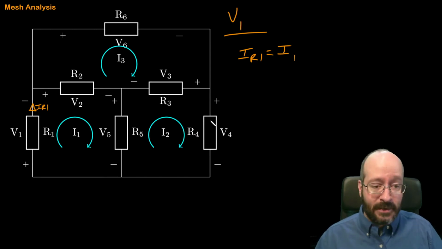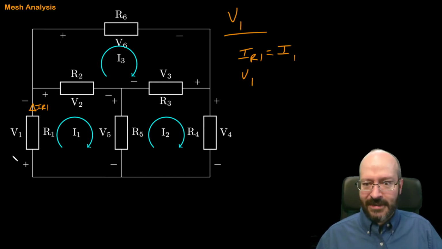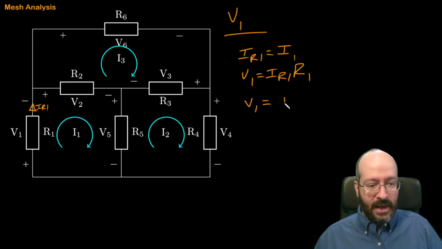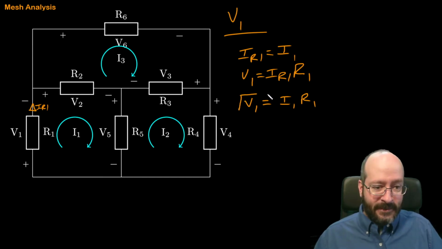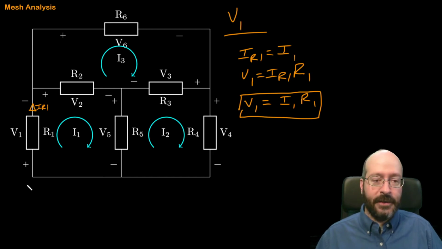Finding the voltage is just a matter of saying V1, excuse me, keep my notation consistent. V1 is just IR1 times R1. So we can say that V1 is I1 times R1. And we're done. Not too bad using that mesh current to find that voltage.